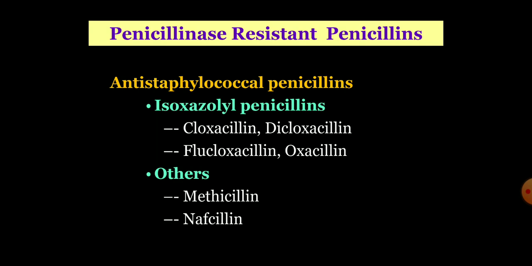So those penicillinase resistant penicillins are having different groups. The first group is isoxazoline penicillin, and it contains cloxacillin, dicloxacillin, flucloxacillin, and oxacillin. Whereas the others are methicillin and nafcillin. Methicillin is the first one, which was invented as the first drug from this group.